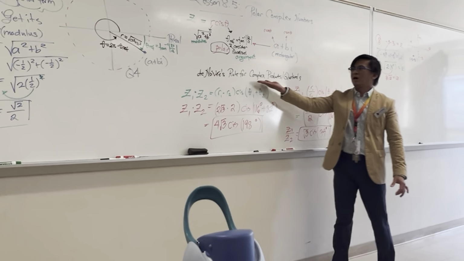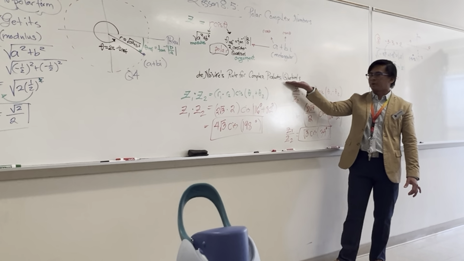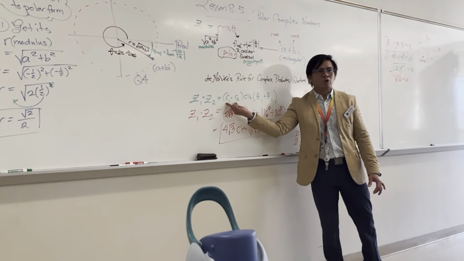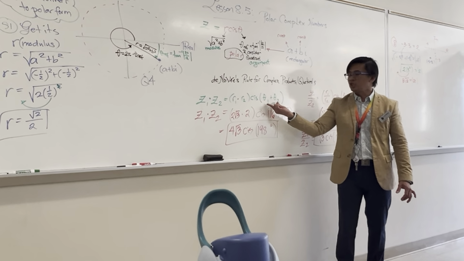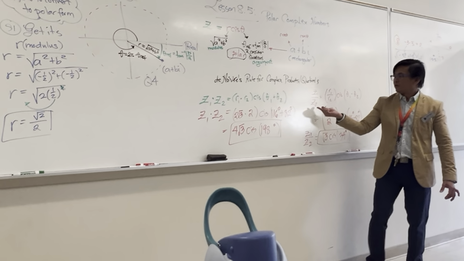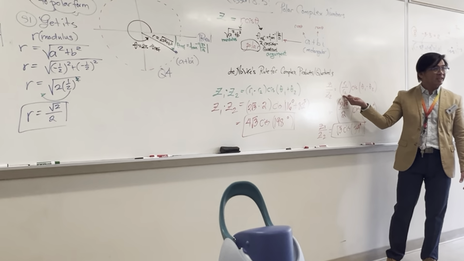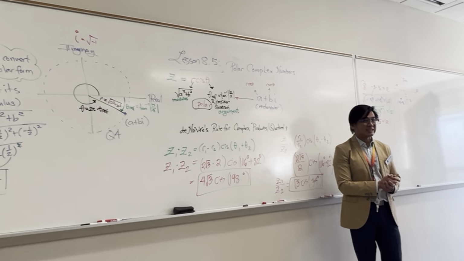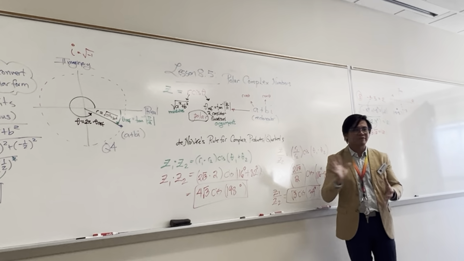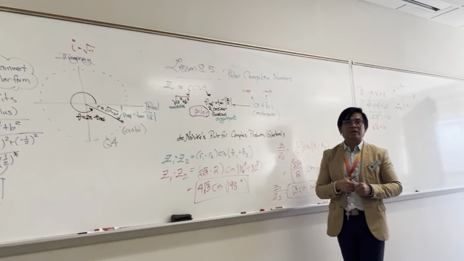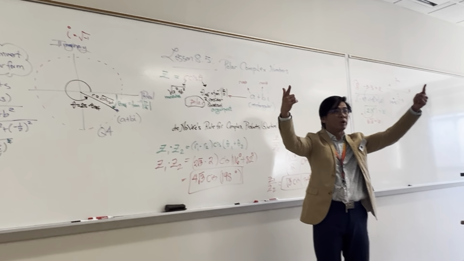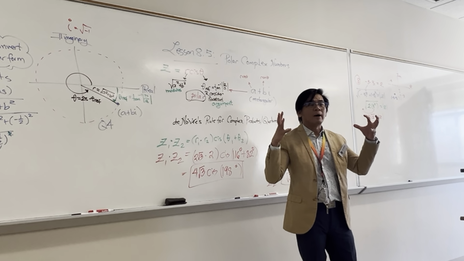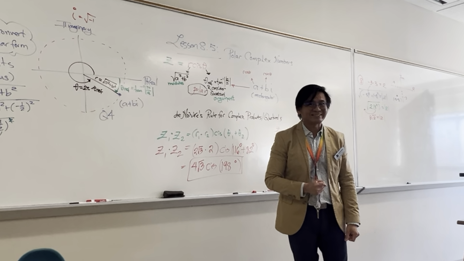Again, De Moivre's rule for complex products and quotients: for a product, you multiply the r's and add the angles. For division, you divide the r's, but subtract the angles instead. Please be familiar with this. Next time, we're going to deal with raising it to a power, or even getting the root of polar complex numbers. Okay? Thank you.